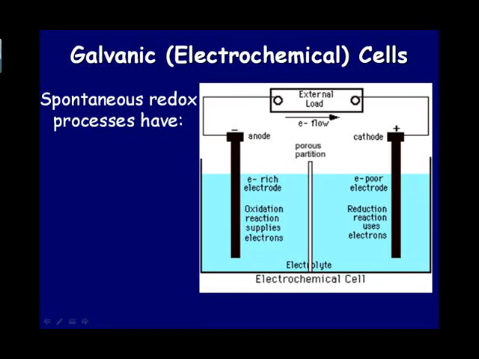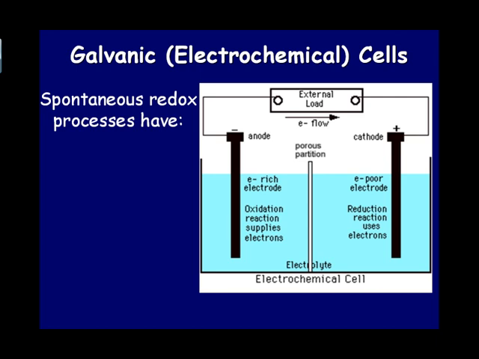A galvanic cell is an electrochemical cell in which a redox reaction occurs, and the redox reaction is spontaneous. Now, on the screen you see an anode and a cathode, and notice that the electron flow is from the anode to the cathode through the wire and external load. The external load could be a light bulb, and as the electrons flow from the anode to the cathode, they will light up that light bulb.